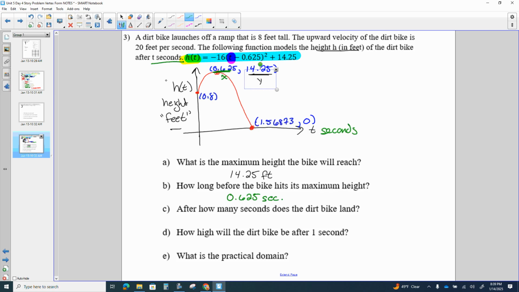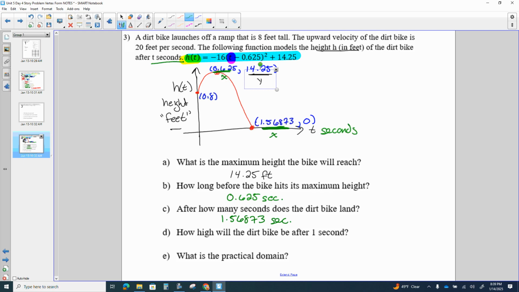Sorry, after how many seconds does the bike land? So now we're talking about landing, and we're talking about time. So it's still the x, but it's on this part when we land on the ground. So it's going to land at 1.56873 seconds. And those are the real practical big points.